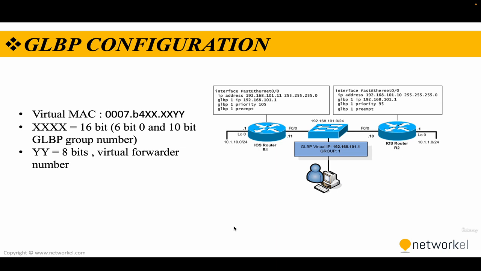Okay, so this is how it is calculated, and you can go through it if you are interested. But make sure that if you see a MAC address starting with 0007.B4, that means there is a GLBP protocol running router in this environment.